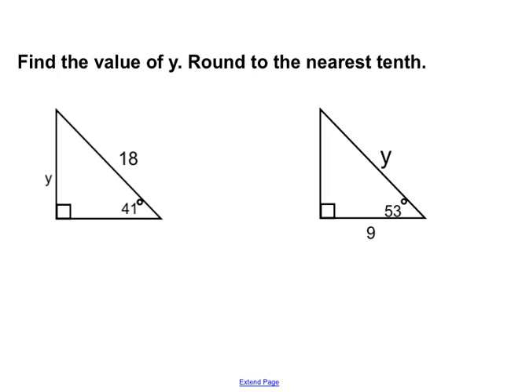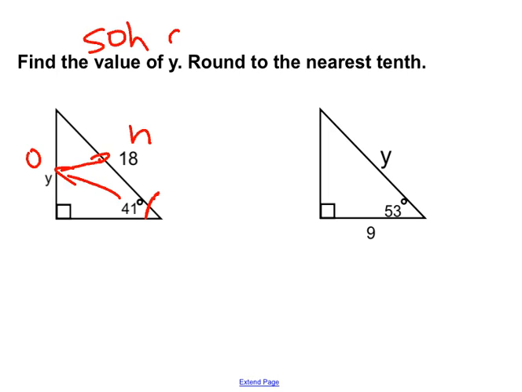So this next set says find the value of y, rounding to the nearest tenth. So now we're actually going to use sine, cosine, tangent ratios to find some missing values. If we look at this first one, we have 41 degrees. If we want to start with that 41 degrees, you want to look at those two sides' relationships with that angle so you can determine which trig function to use. And if you look, y is opposite and 18 would be the hypotenuse.